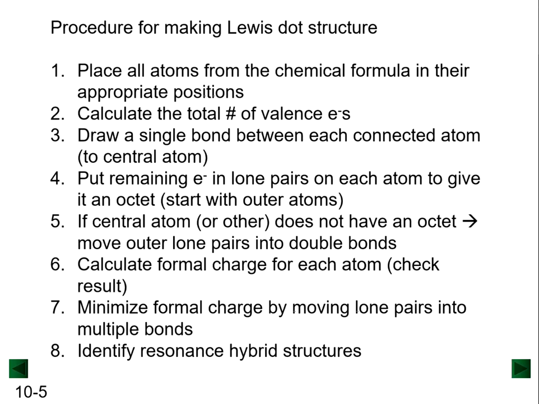At this point, then, we will go through and calculate formal charge for each atom, and we'll see how to do that in a moment. We're going to check our result. We want to minimize the formal charge by moving lone pairs into multiple bonds. Finally, we identify what we're going to call resonance hybrid structures to give us the best representation of the molecule using this two-dimensional flatland sort of structure of the molecule.